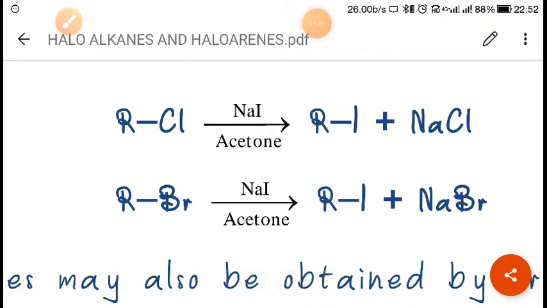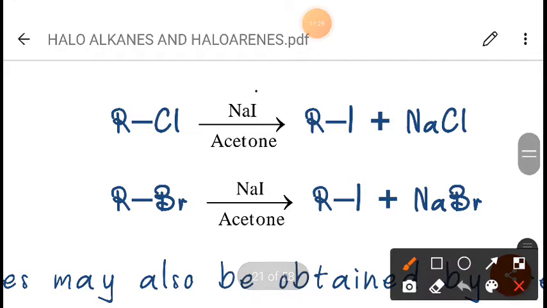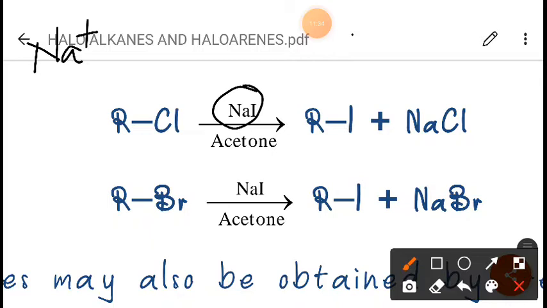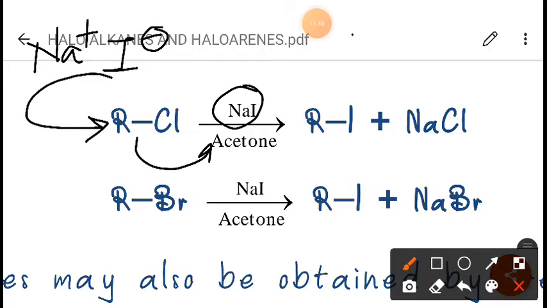So what will happen in the first step? Here we are taking NaI. So this NaI means Na positive and I negative. This I negative will come and react from the backside to this R, and when it reacts from the backside to R, this chlorine will come out from the reaction. This is a type of SN2, right? So it will form RI and the Cl negative, which will come out from here.